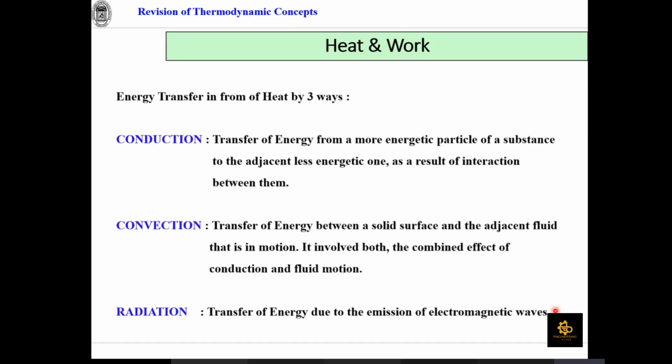Then there is a third term, radiation. Radiation is defined as the transfer of energy due to the emission of electromagnetic waves. Whenever energy is emitted in the form of electromagnetic waves, it is called radiation. So this is the basic concept of conduction, convection, and radiation.